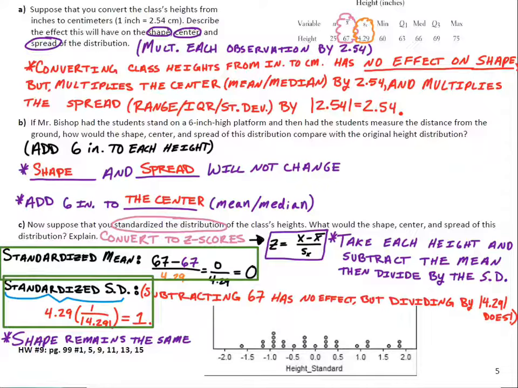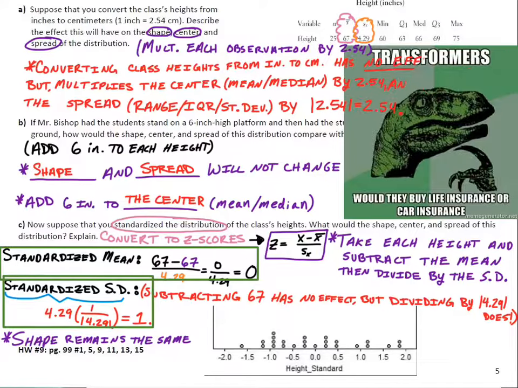So, in conclusion, transforming data, what does it do to measures of shape, center, and spread? And for your benefit, there's a question for you to ponder, just like the dinosaur there.